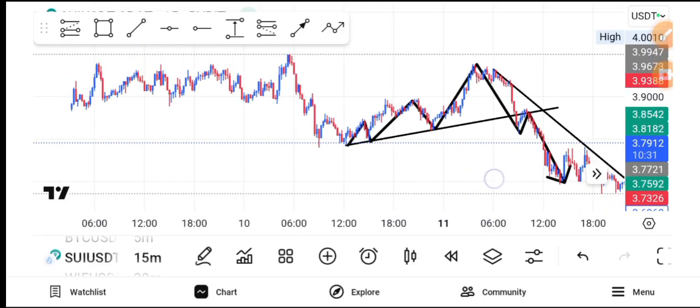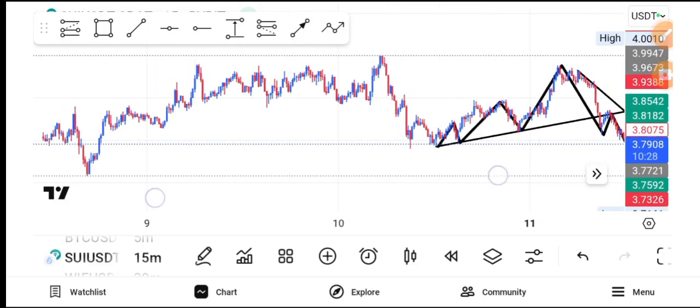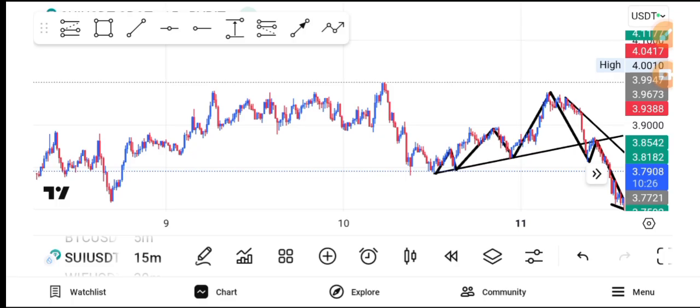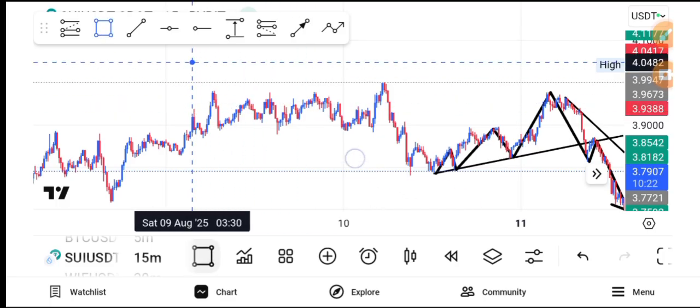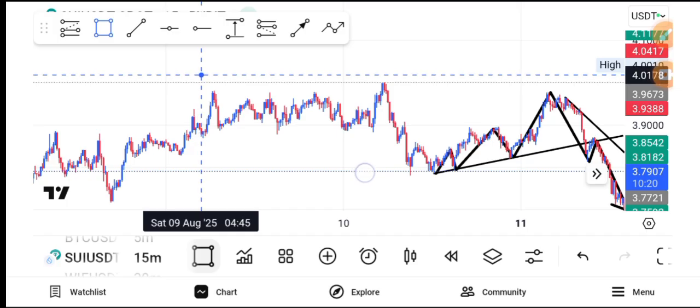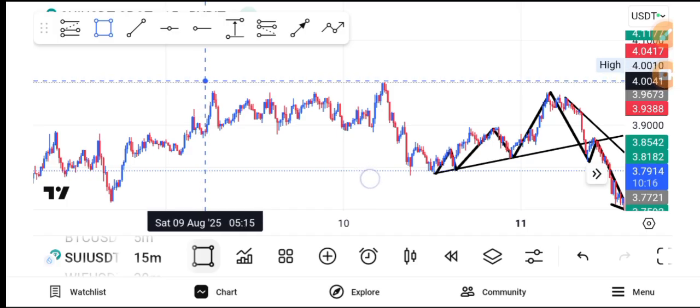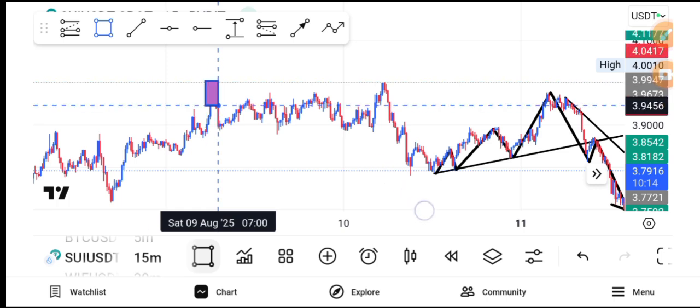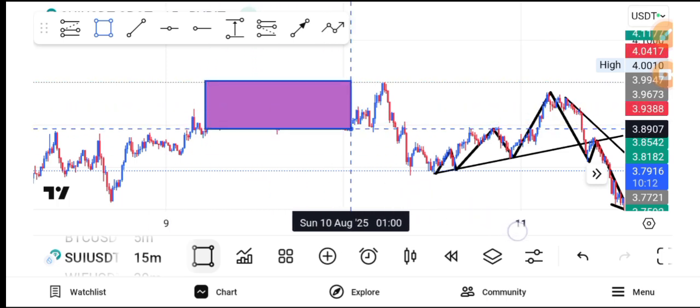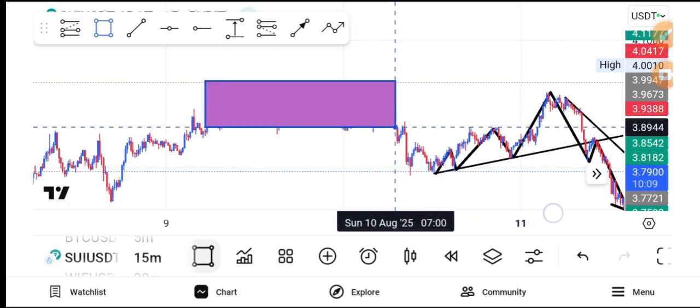Let me show you the ranging. Now here is where you get ranging. Let me pick this particular tool. I'll put it here because this is where it started ranging. Don't worry, I'm going to change the color so you'll be able to see it very well.